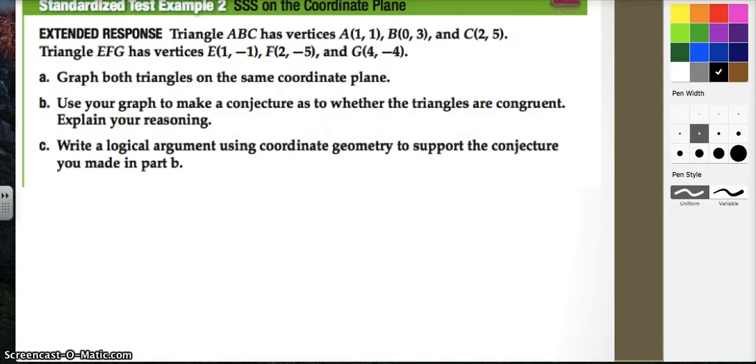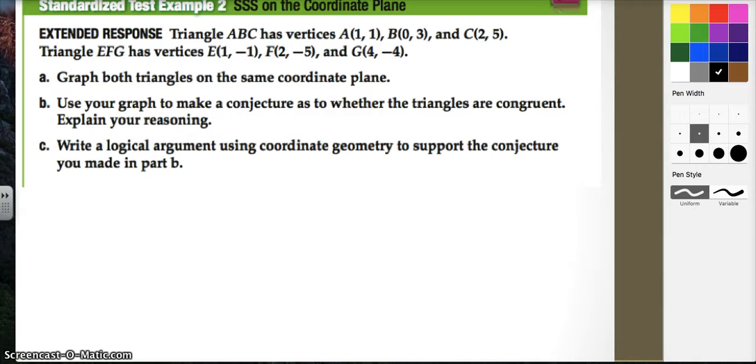So here we are with example 2. We are asked to do a couple things. First of all, we're going to use SSS on the coordinate plane. You know, when we introduce concepts on the coordinate plane, we're going to be talking about things like the distance formula. Yes, you remember. And so we will talk about the distance formula here. We're going to graph both triangles on the same coordinate plane.